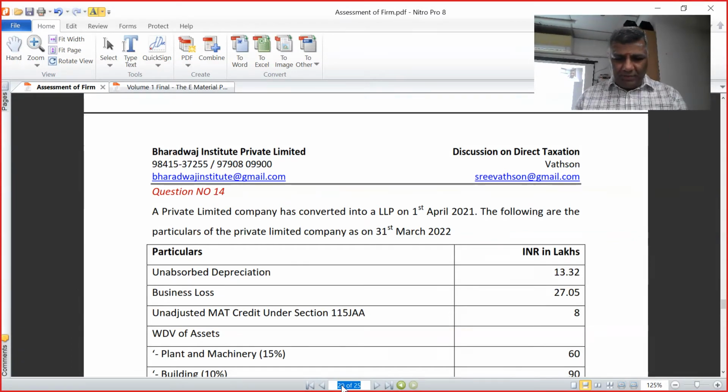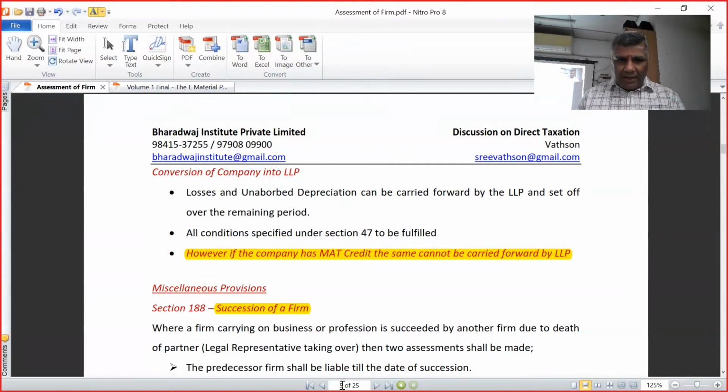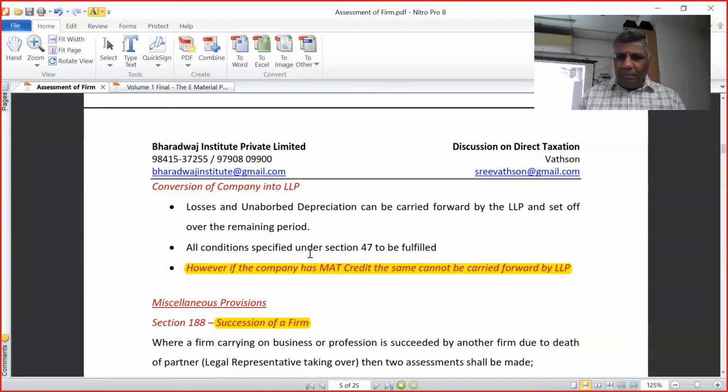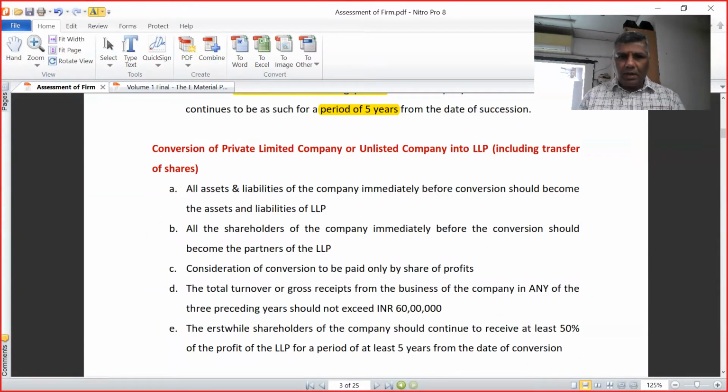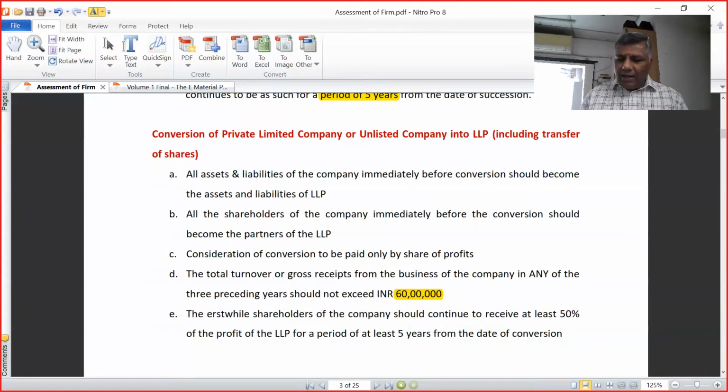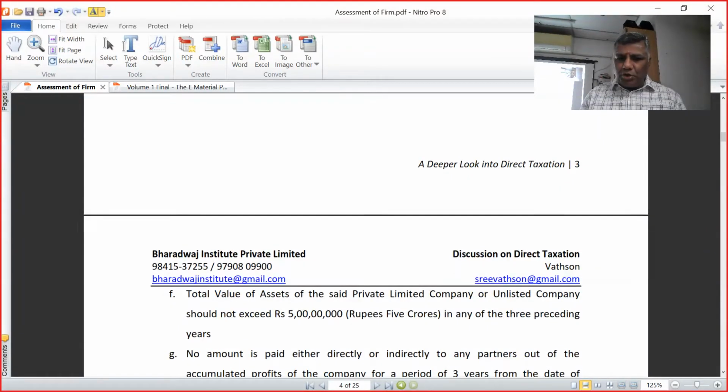My dear friends, conversion of company into LLP. All assets and liabilities should be taken over. All the shareholders of the company immediately before conversion should become the partners, and no other consideration. The 60 lakhs turnover should not have increased, and the 5 crores net worth should not have increased, in the last 3 years.